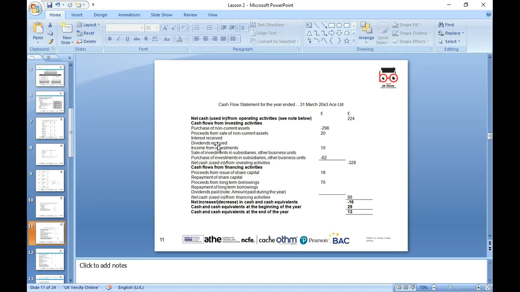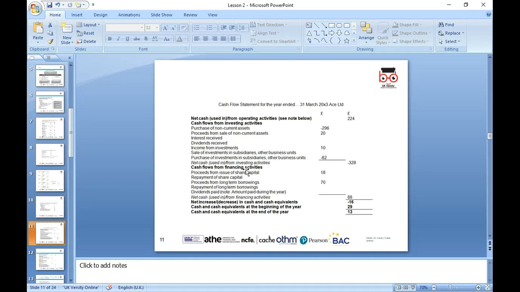Then we have interest received and dividend received, which we have not been given. We have an income from investment of 10,000. We have proceeds of investment in subsidiaries, we made the payment, and then we've been given the 62. So the net cash from investing activity is negative. The cash went out from the business: 296 plus 60, minus 20 and 10, because that 30 is coming in and the rest went out. So net cash that went out from the business is 328 million.